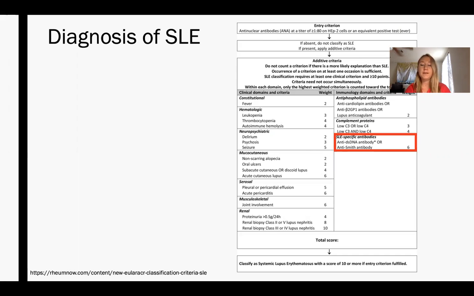And so how they classify it is you have to have a score of 10 or more. Within each section, so within neuropsychiatric, they're going to take the highest weight. So if a patient has delirium and seizure, they'll take the 5 points for seizure and then add it all up. But my research primarily focuses on the SLE specific antibodies and more specifically the anti-double stranded DNA antibody.